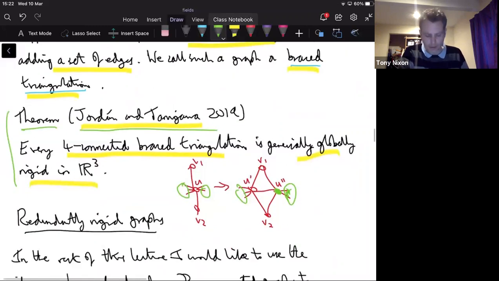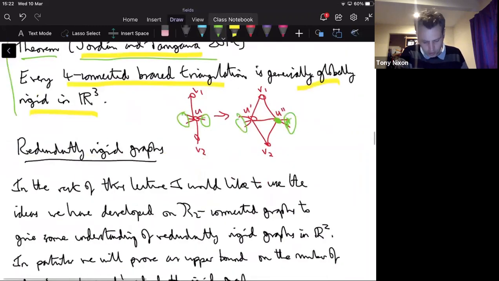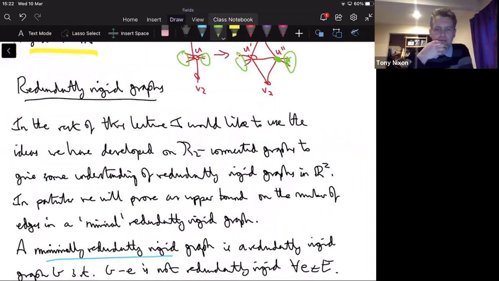Okay, so redundantly rigid graphs. So again, it's a good time if anyone has a question, but if not, I'll spend the next maybe 20 minutes talking about redundant rigidity in 2-dimensional space. Okay.